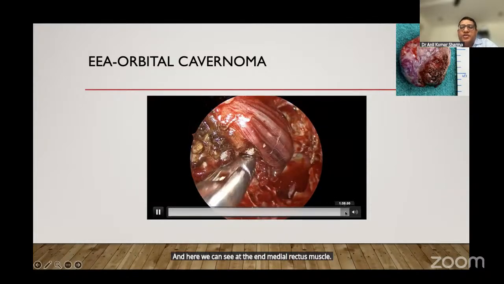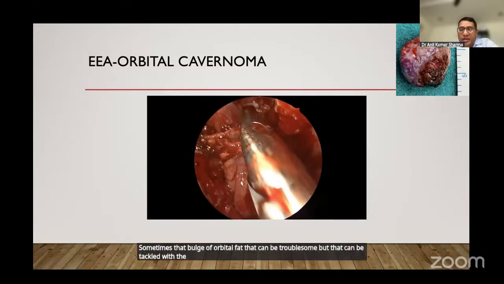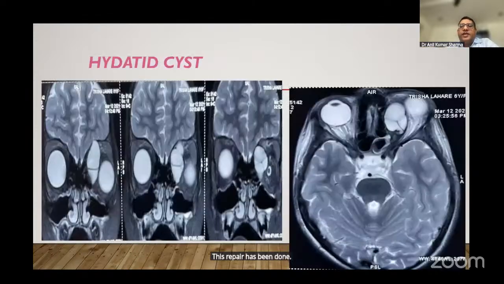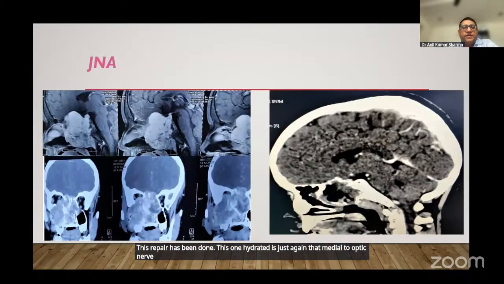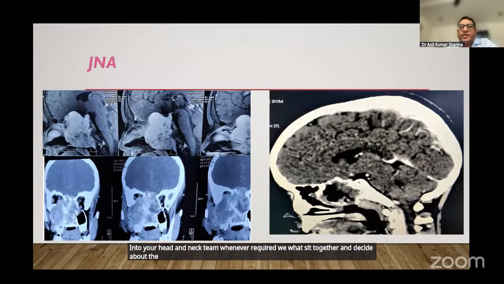Sometimes the bulge of orbital fat can be troublesome, but that can be tackled with the help of bipolar coagulation. So this repair is being done. This one is a hydatid cyst, again medial to the optic nerve and posteriorly placed, and that was done. This JNA, we operate these kinds of cases with our ENT and head and neck team. We have a wonderful ENT and head and neck team. Whenever required, we both sit together and decide about the approach and discuss further management.